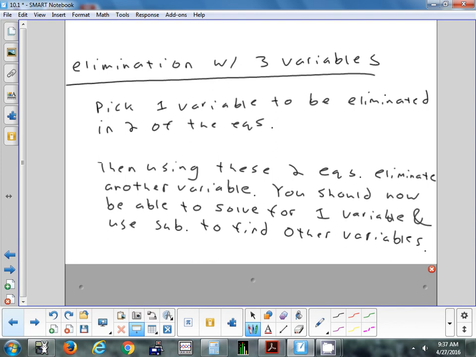Okay, it's a little confusing at first, but I think once we do one, it'll seem a little easier. Have people done that before? Three equations, three variables? Maybe not. Okay.